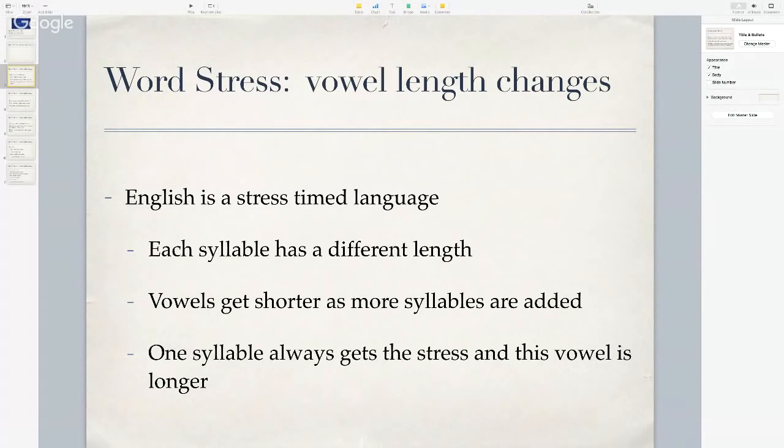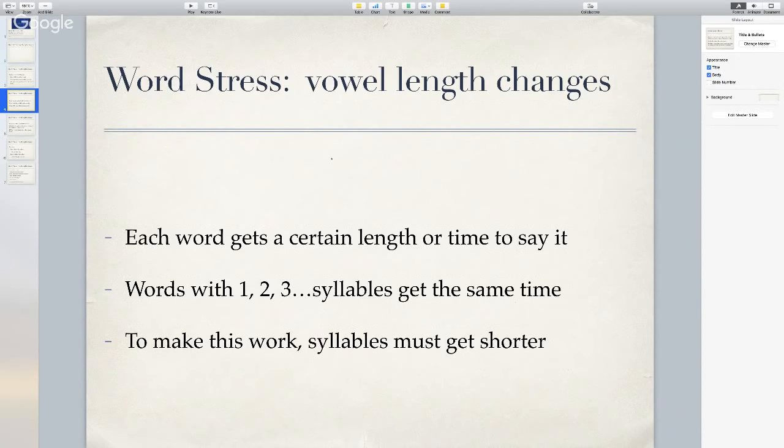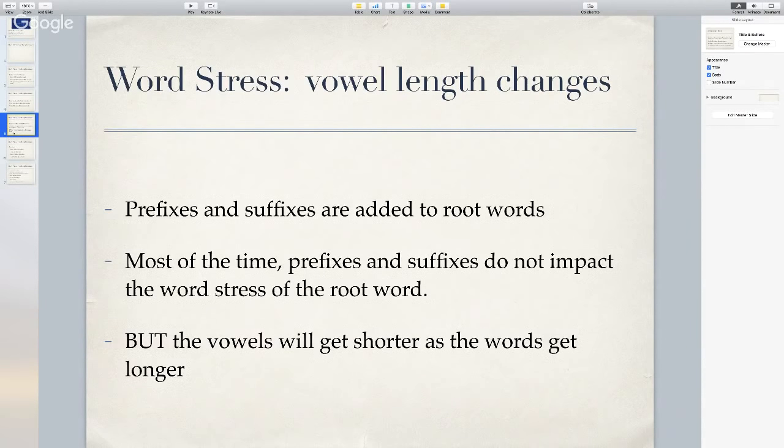Another thing to remember is that each word gets a certain amount of time to be pronounced in. And so as more syllables are added to the words, the vowels have to get shorter. All right, so if you have a one syllable word, let's say the word man, that is going to get the same amount of time to say as if you would say manly. So you can hear with man, that could say 1 second, and then we have manly. We have to make both of those vowels shorter so that they can fit into that amount of time that we have.